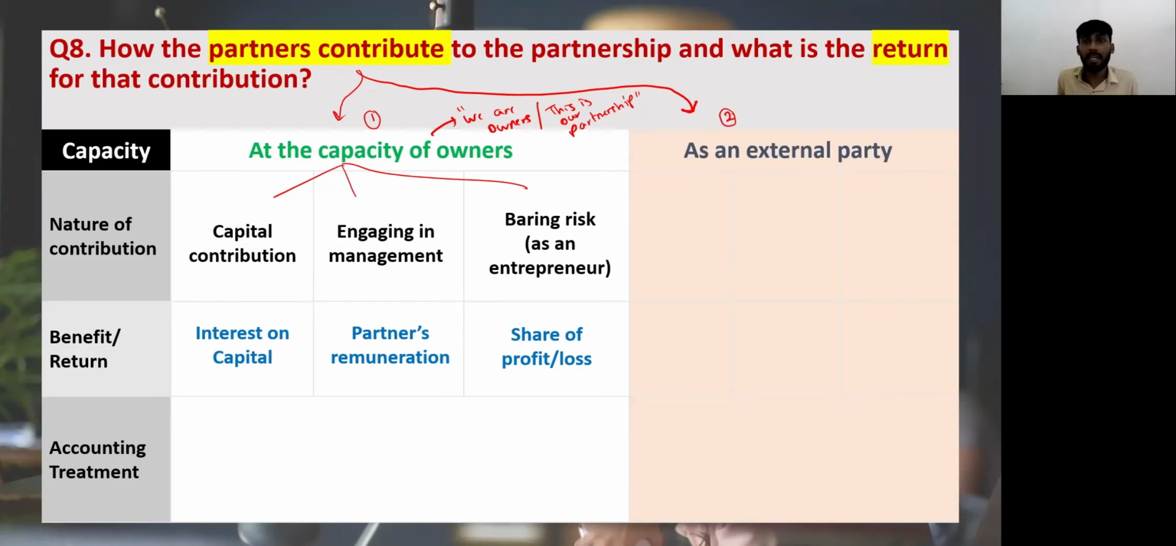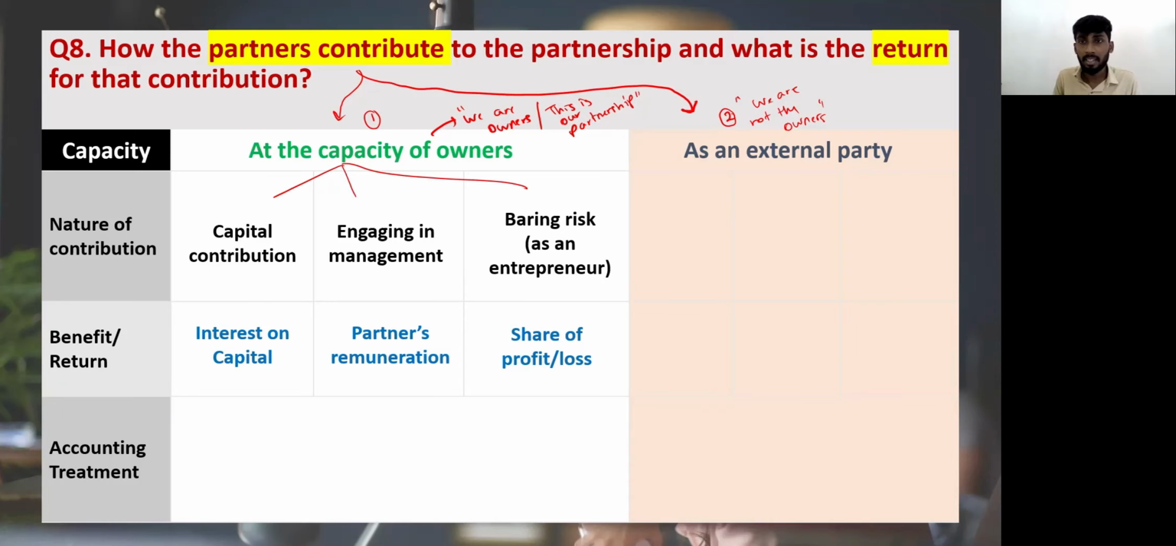Then, when it comes to an external party, we say, no, we are not the owners. We are a separate party from the partnership. As an external party, here they say, we are not the owners. This is not our partnership. We are a third party, an external party.